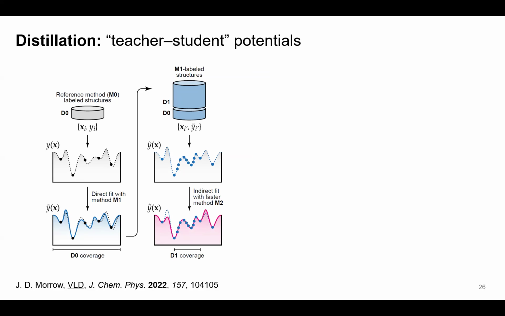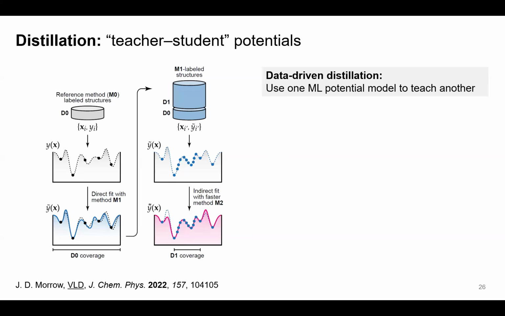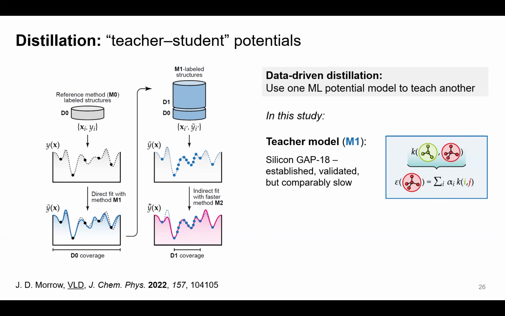Student model, so the teacher model is slow, but very accurate. We're using as teacher silicon GAP-18, which is a very well established and extremely successful potential for silicon made by colleagues of mine. I was not involved with developing the potential, so I can tell you it's really great. I've used it for many, many things. But just based on the model architecture, it is relatively slow compared to other approaches.